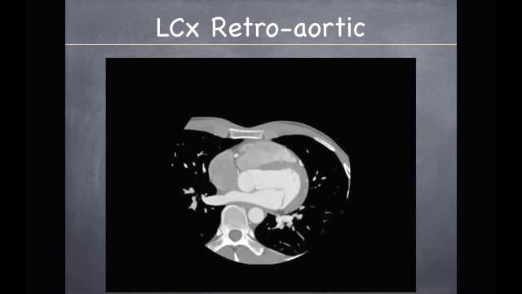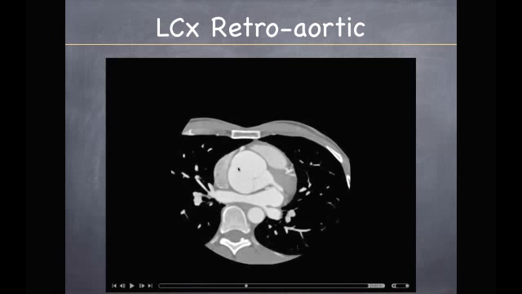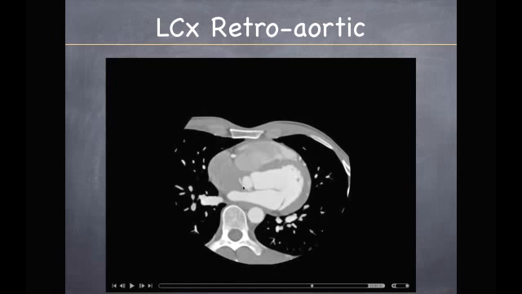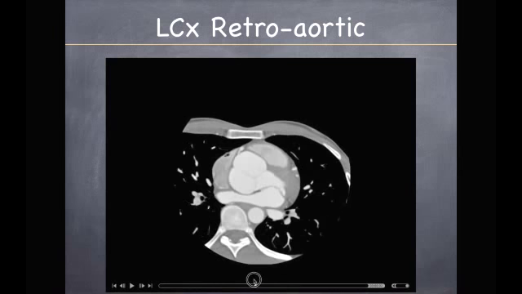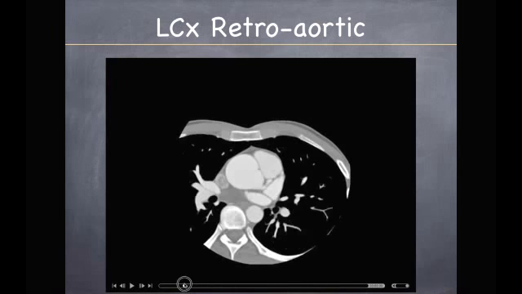Here's another circumflex with a retroaortic course, again arising from the right coronary artery here and going posterior to the aorta, coming down underneath the coronary sinus there to the other side, and then you can see as we followed, it goes to the left atrioventricular groove. Again, the LAD is arising directly from the aorta.